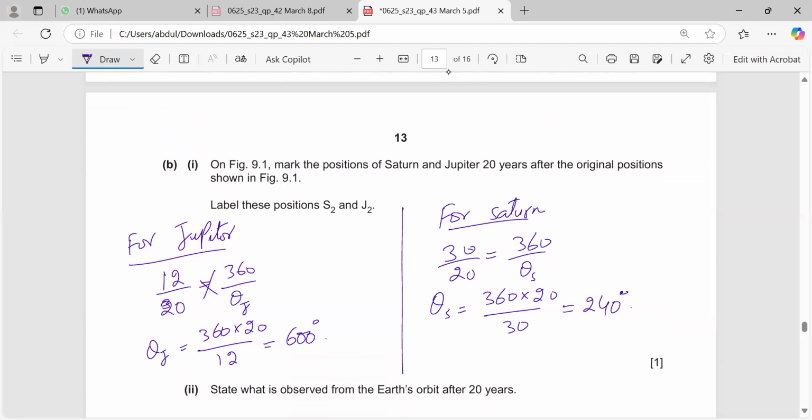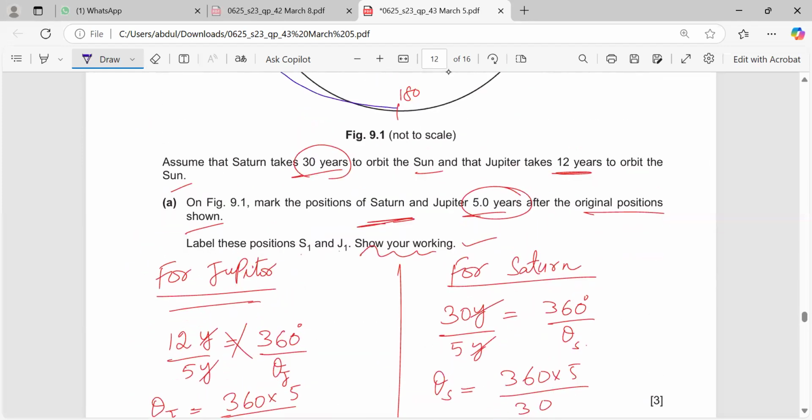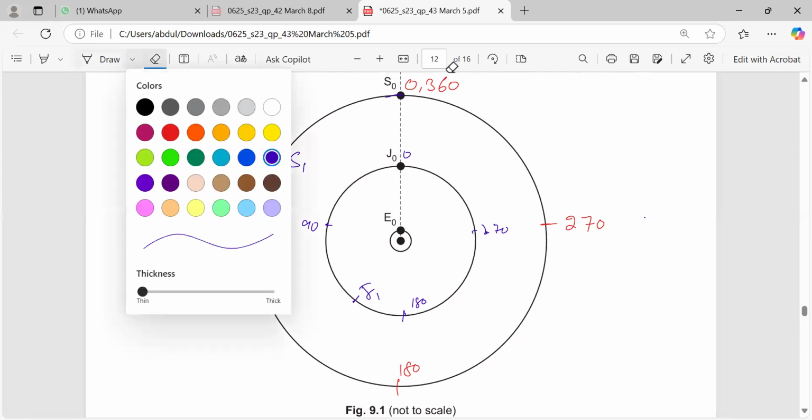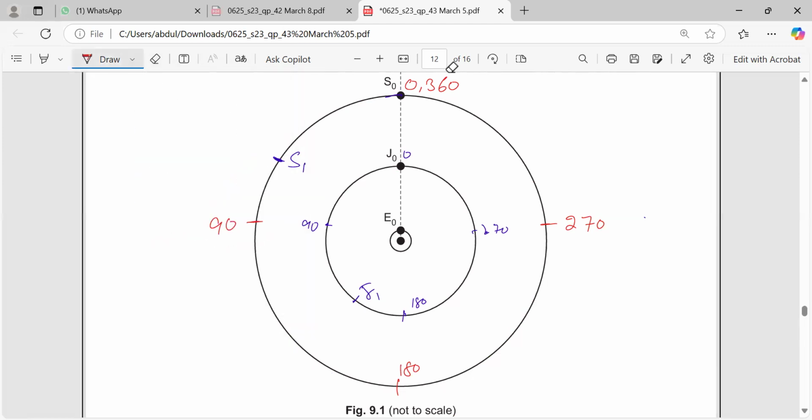Now 600 and 240. I'm sure these angles are okay with you, how to draw. So I'm rubbing this so that we can make it again, and let me choose another color, the dark color. Now for Jupiter it is 600. One complete cycle is 360. So 600 minus 360 gives theta j as 240. Okay, no problem.